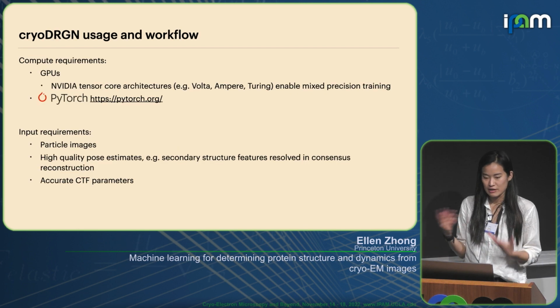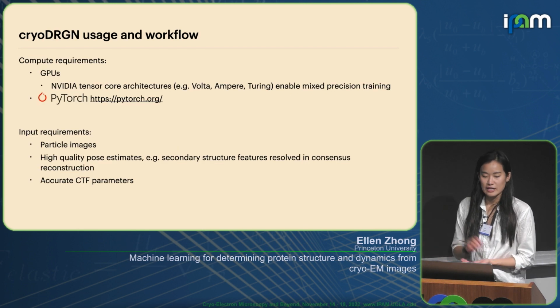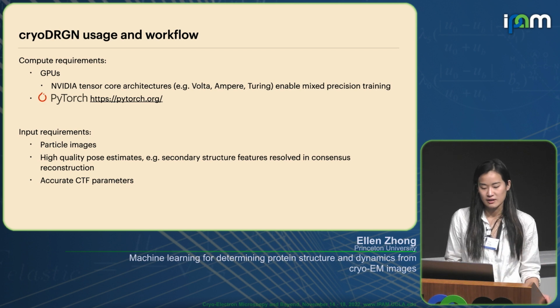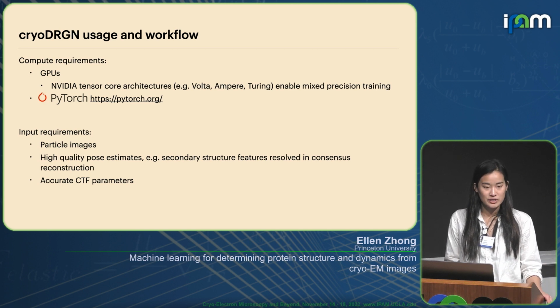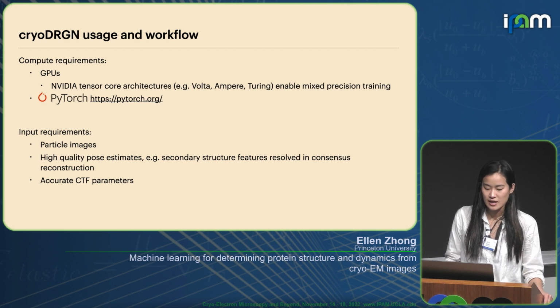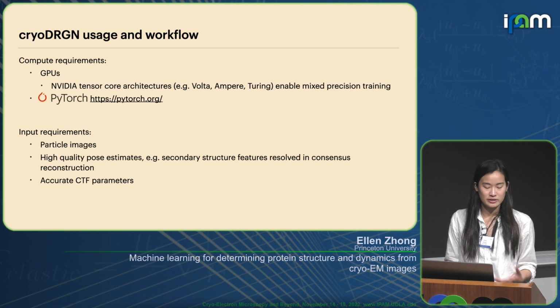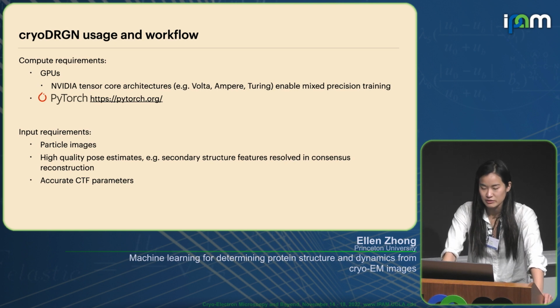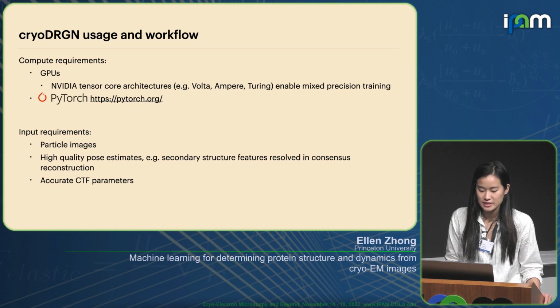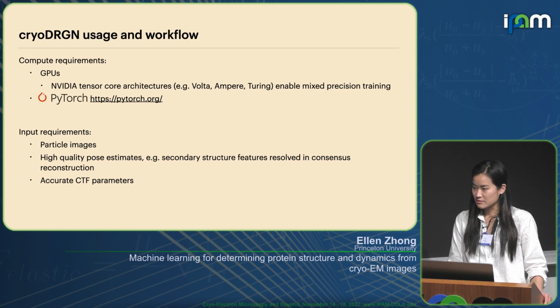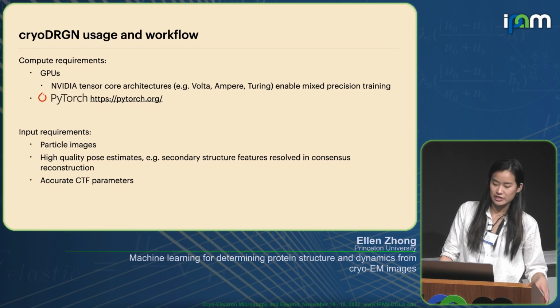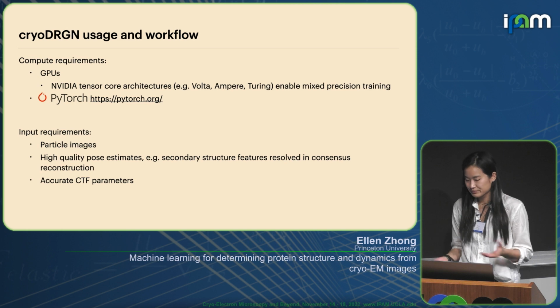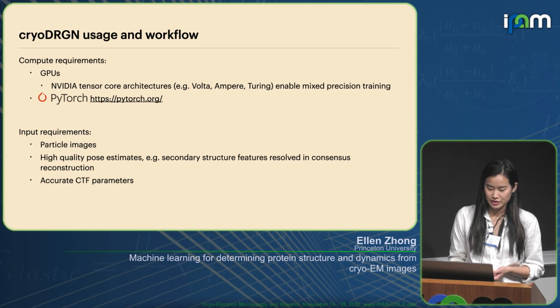A little bit about CryoDragon usage and workflow. The compute requirements are standard for single particle cryo-EM reconstruction software, so you'll need GPUs. And the actual code is implemented in PyTorch. In terms of the input data requirements, you'll need extracted single particle images, ideally high quality pose estimates, where secondary structure features are well resolved, and accurate CTF parameters.